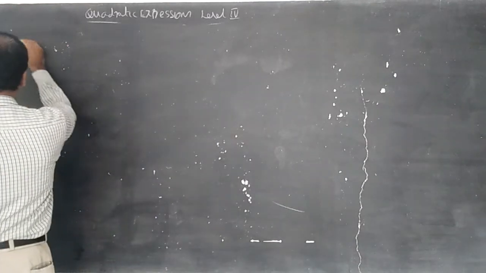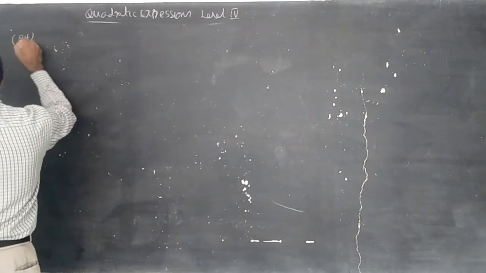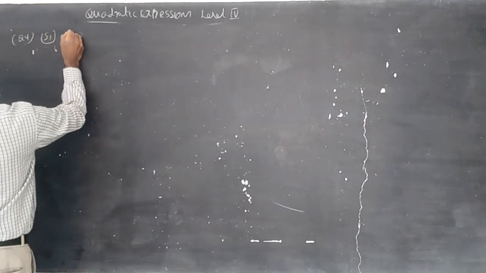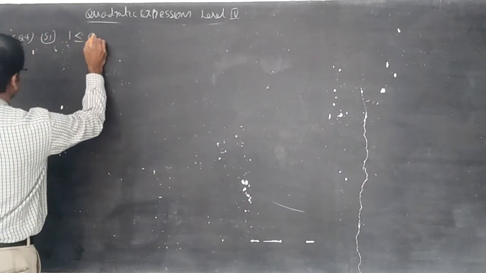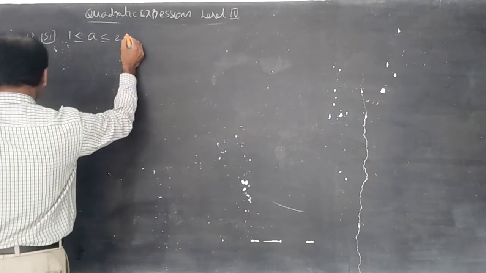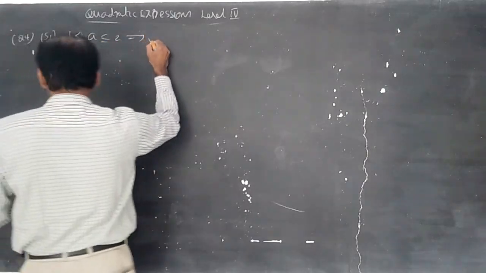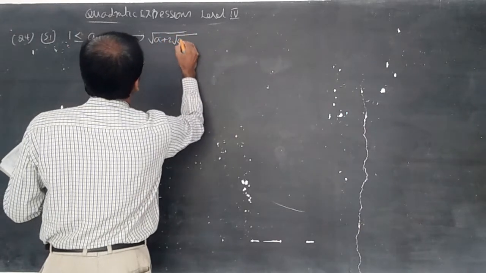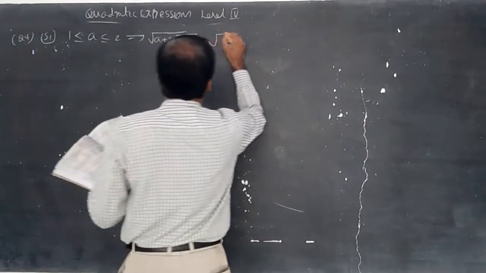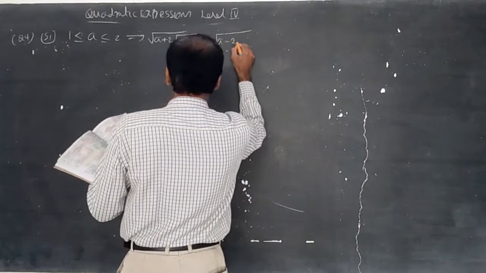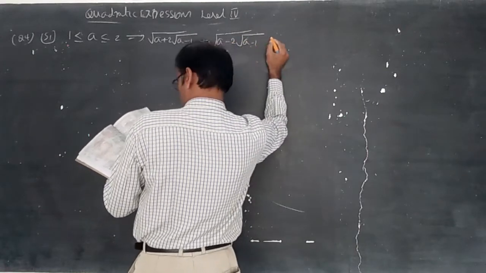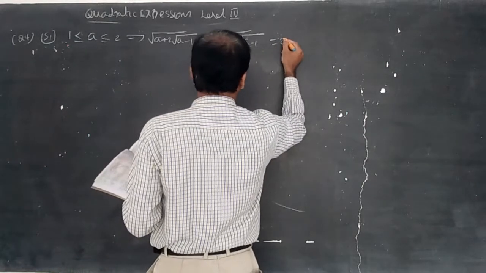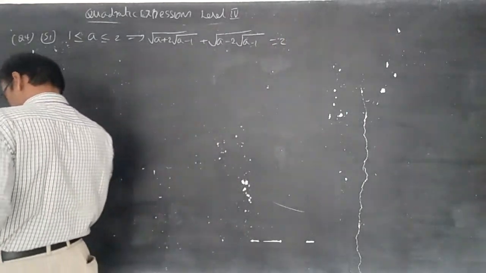Fourth one. Statement 1: 1 less than or equal to A less than or equal to 2 implies root of (A plus 2 root of A minus 1) plus root of (A minus 2 root of A minus 1) is equal to 2.